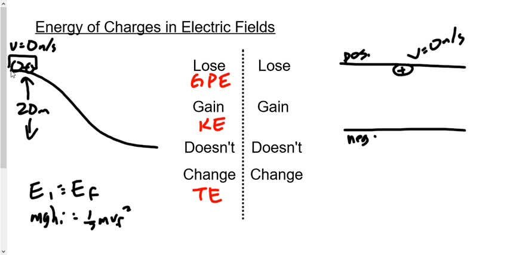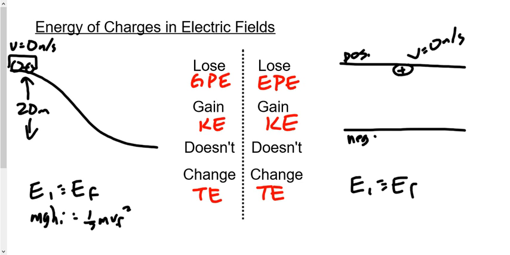So what kind does it lose as it speeds up, gets attracted toward the negative plate? It loses electrical potential energy. What kind does it gain? Charged particle speeds up just like the car speeds up. Car gains kinetic energy. The charged particle gains kinetic energy as well. What doesn't change? The total energy. The total energy will remain the same. Therefore, we can absolutely say, just like we did for the car going down the hill, EI equals EF.